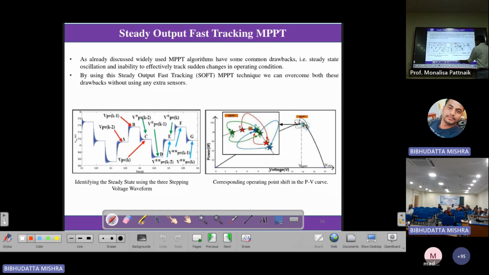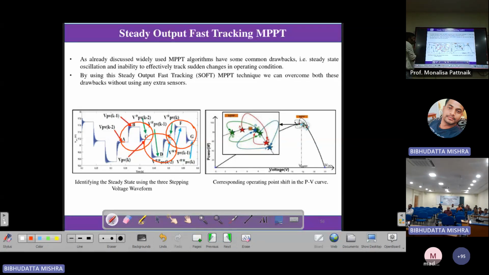Now, another limitation, as I told you, was the steady state oscillation. So what is steady state oscillation? The idea is also very simple. This is your voltage part. The voltage is first increasing, then decreasing, then again decreasing, and then increasing. So this is one, this is another, this is another. If it has reached the steady state, we should have this kind of behavior. In steady state, a three-step behavior.